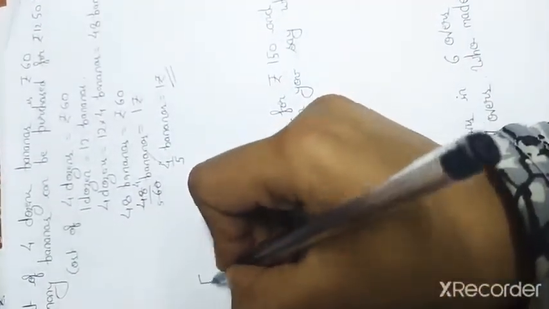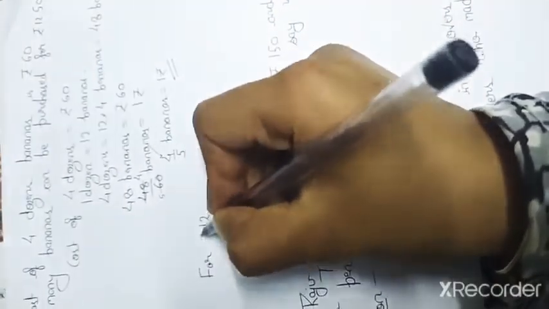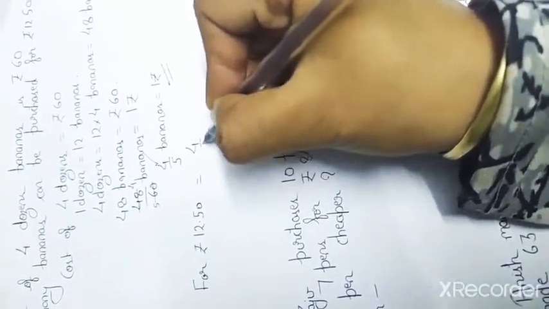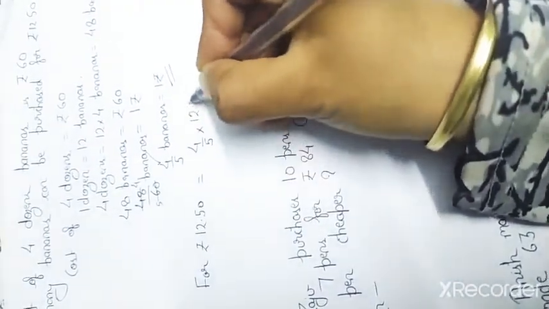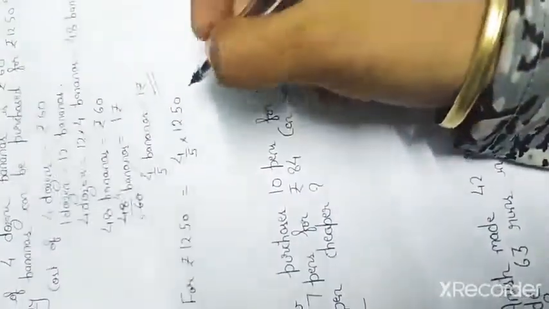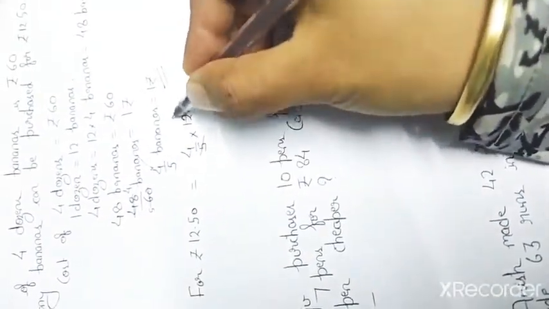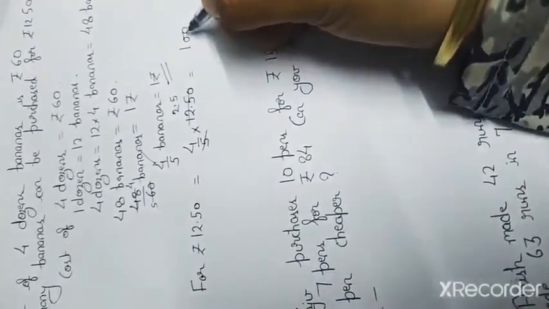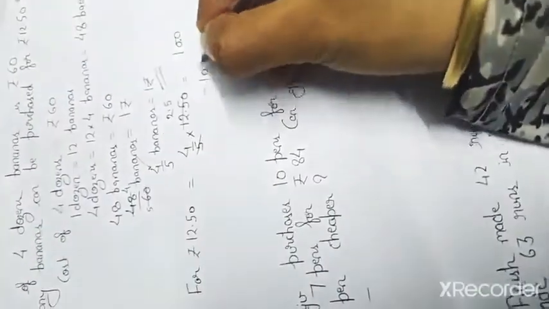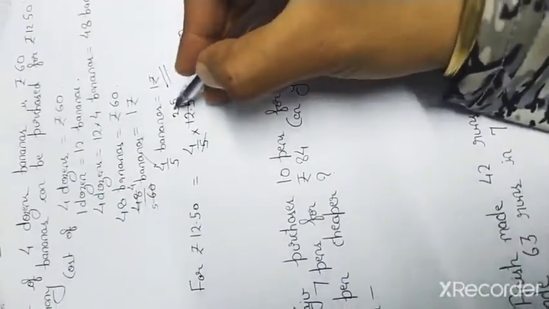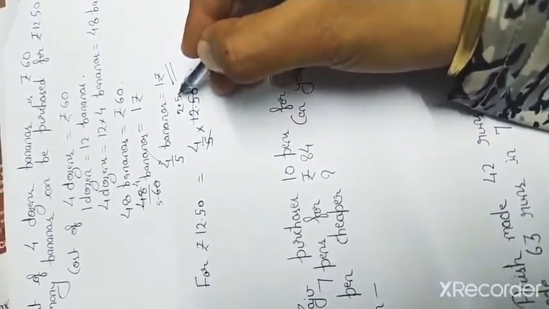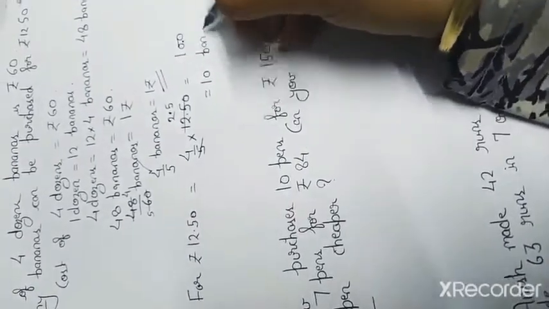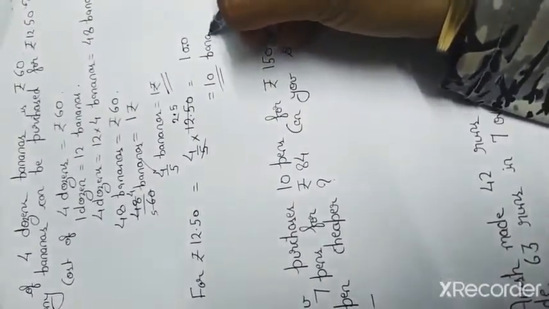So, for 12.50 rupees, one can purchase 4 by 5 multiplied by 12.50. Okay. So, it will be 5 2s are 10, 5 5s are 25. It will be 10.0, means 10 bananas. There is one digit after the decimal. Okay. So, we can put the point here. So, we got the answer as 10 bananas.